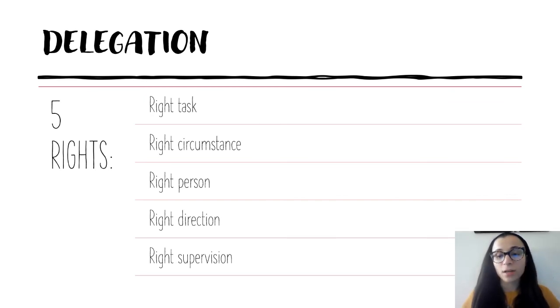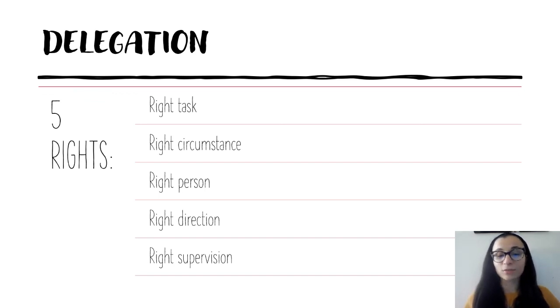Number 4, right direction. The nurse has to provide clear instructions, for instance, telling them what to do for the specific patient, what to observe, what to report back, and what exactly to tell them. The person who's going to take the task, for instance the nursing assistant, should verbalize understanding, and they should also be able to ask questions if they need.